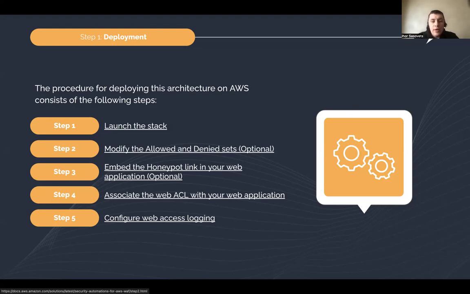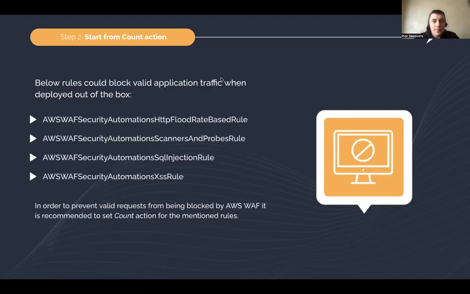Once the solution is deployed, you should associate the web ACL with your web application. It can be an Application Load Balancer, a CloudFront distribution, or an Amazon API Gateway endpoint. And the final step, in order to receive AWS WAF logs, you should configure web access logging related to your application, but later you can enable AWS WAF logs as well. So you will be able to capture AWS WAF traffic and later analyze it.